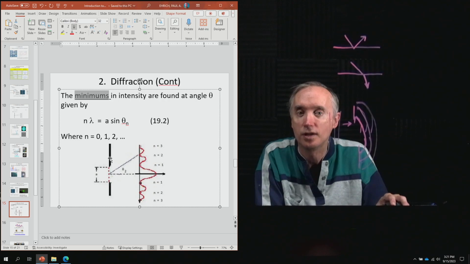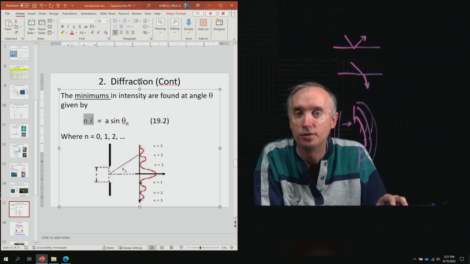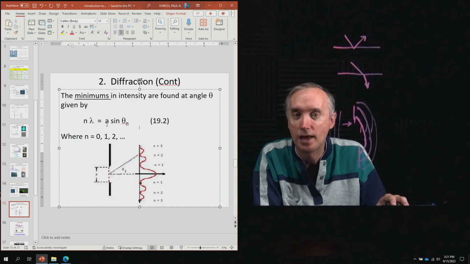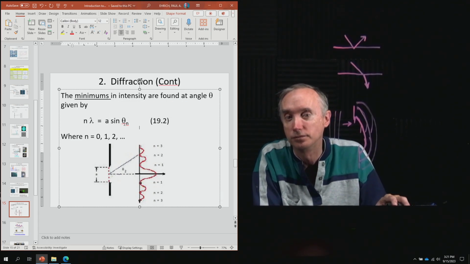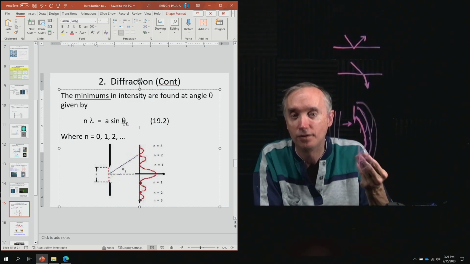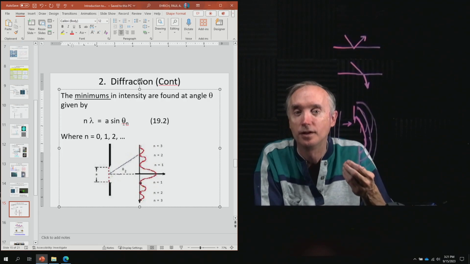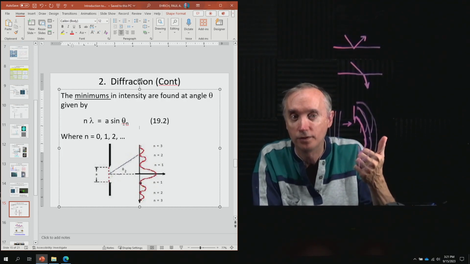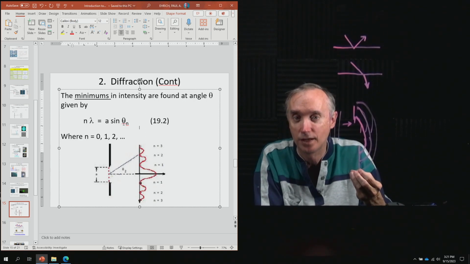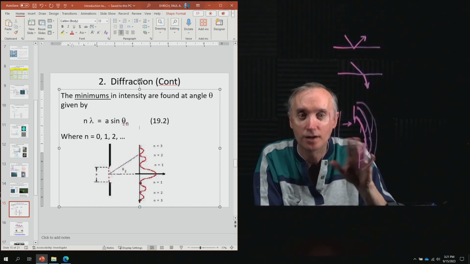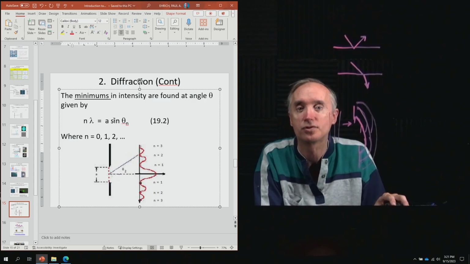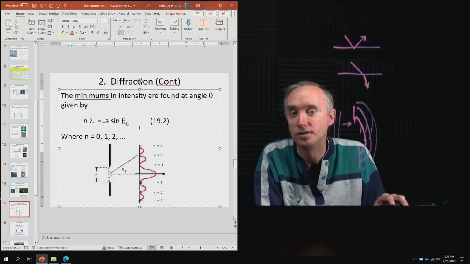It depends on which n you are interested in. It's also going to depend on the wavelength of the light that you're using. It's going to depend on the slit width, so that's going to be the a, and it's going to depend on your angle. It's the same three things that determined interference: the wavelength, something to do with distance, and something to do with the angle. Now, you're not going to do anything with the formula, but I did want to show it to you, and notice how similar the formula is to the double slit interference formula.